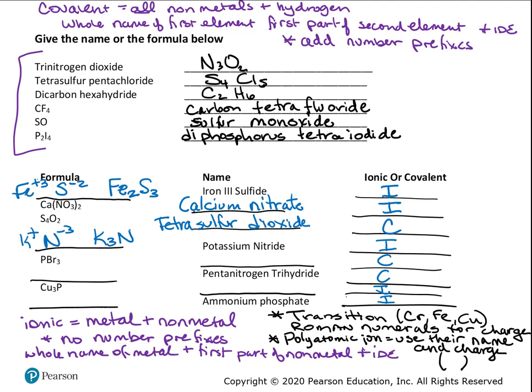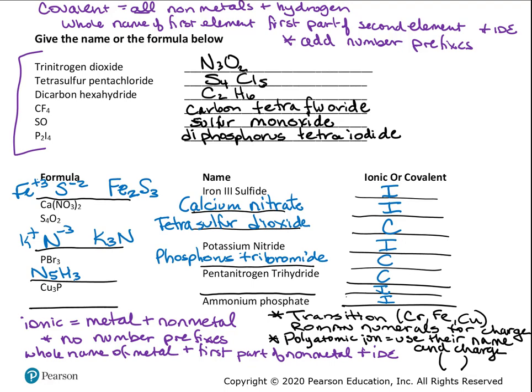What about PBr3? Phosphorus tribromide. Pentanitrogen trihydride is N5H3. Pentanitrogen, 5 nitrogens, trihydride, 3 hydrogens.